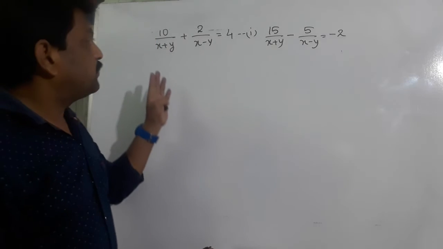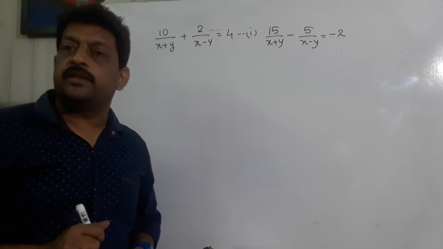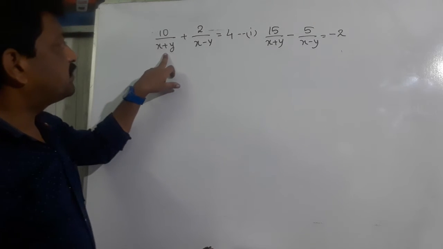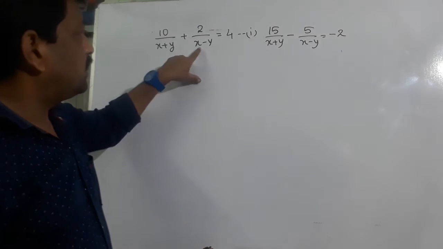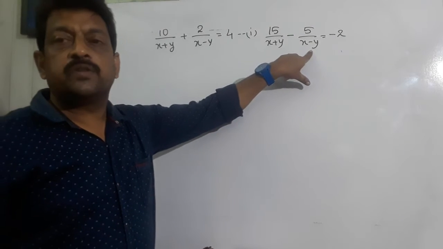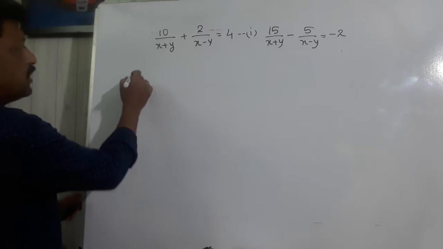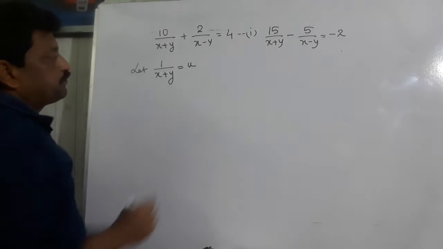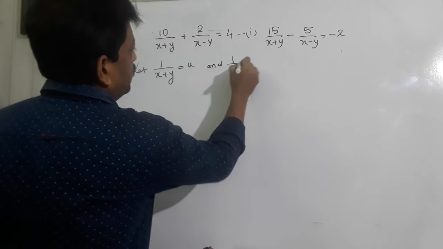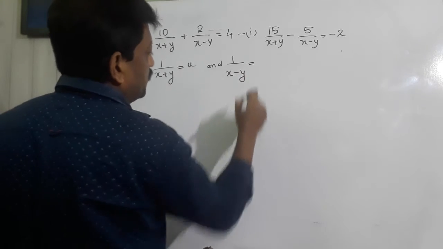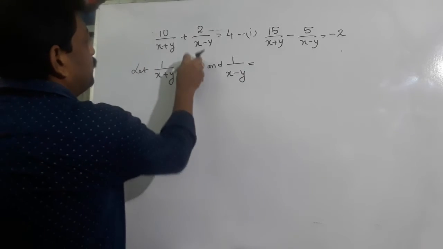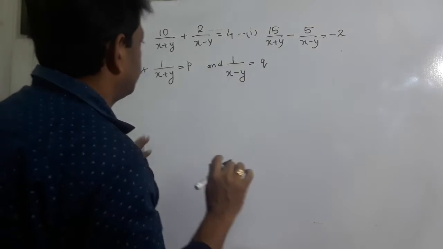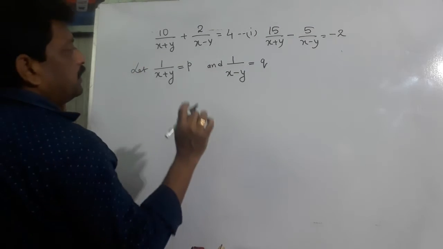Now here also the same thing is there. The equations are not in the form of pair of linear equations in two variables. Now see the similarities. Here the denominator is x plus y, and here also it is x plus y. Similarly the denominator is x minus y, and in the second equation also the denominator is x minus y. So what we are going to take, let 1 by x plus y equals to u, and 1 by x minus y equals to, so this time I am not going to take u, let me take p, small p, and here it is small q. Okay, we can take any letter from the English alphabet.